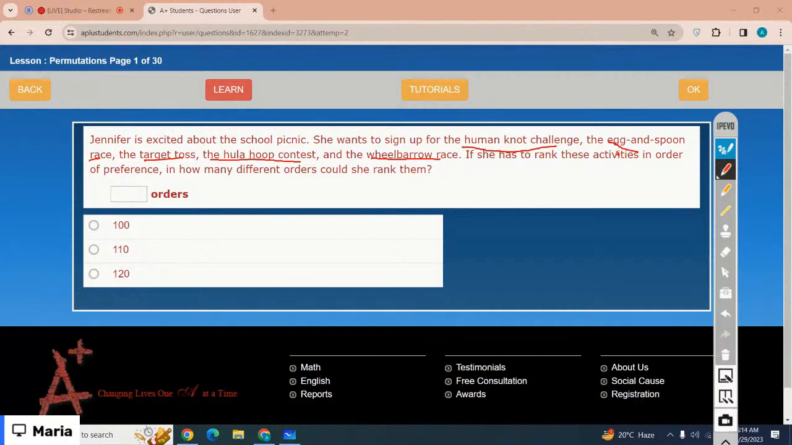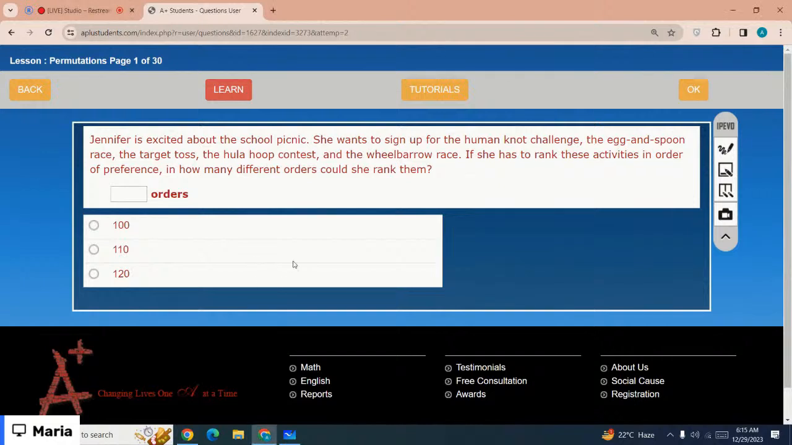So that means you have to calculate different orders. You have five activities to do. That means you need to evaluate 5 factorial. So 5 factorial equals 120. So the correct option is 120. That means she can do these 5 activities in 120 different orders. Got it?